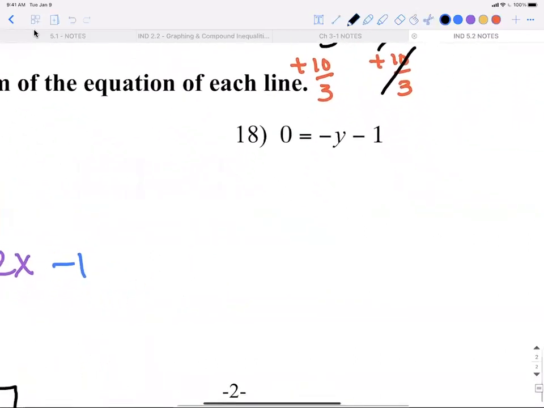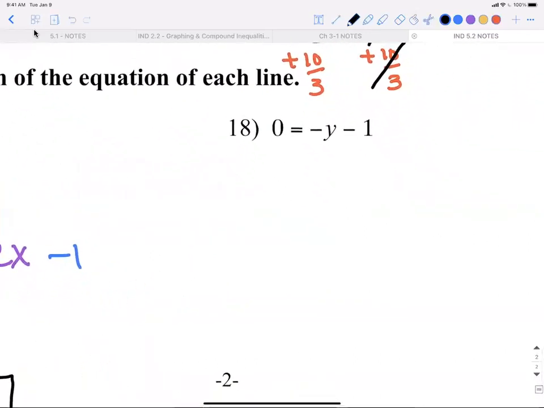Here, you don't have to put this in your notes. I'm just going to do it really quick. I want y on the left. So I'm going to add y and add y. When I add y to this side, I get y equals negative 1. That's fine. It's still a linear equation. What's missing? Anybody know? Yeah. Well, no, my x is missing.